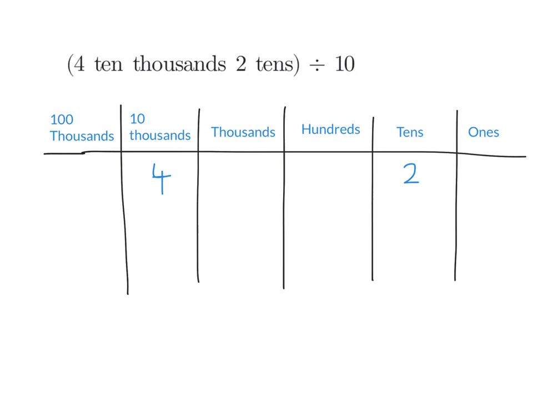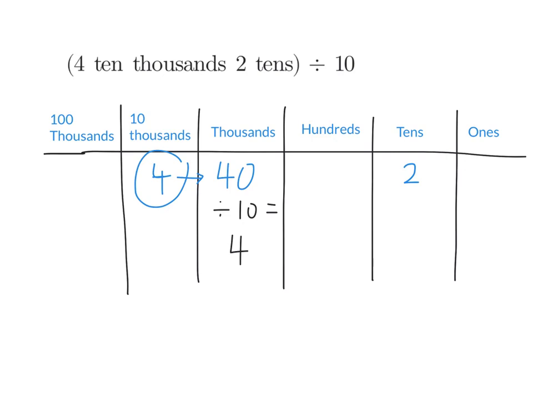No. But what I can do is I can rename this. Instead of thinking it as 4 10,000s, could I think of it as 40 thousands? Is that the same thing? Do you guys agree? Yeah? And why is 40 thousands better than 4 10,000s? Well, because I can easily in my head do 40 divided by 10, can't I? What is 40 divided by 10? Everyone? 4. Isn't that a lot easier than doing 4 divided by 10?